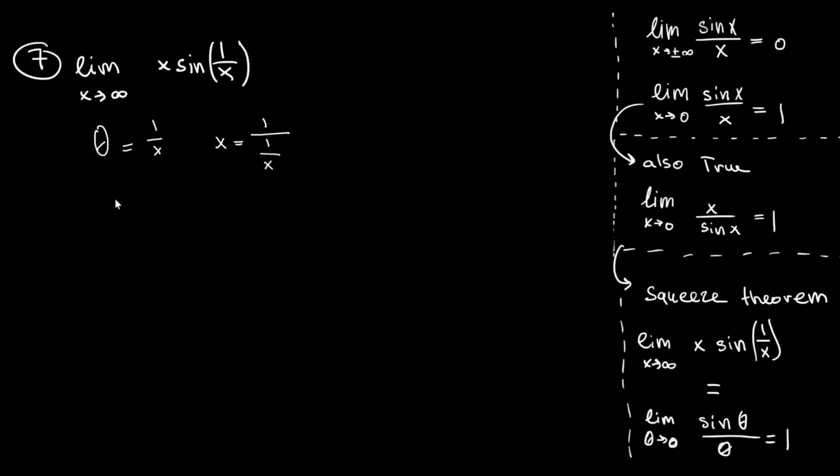Imagine that we're basically taking the limit as x approaches infinity of 1 over x. What's that going to be? It's going to be 0, right? So now let's actually substitute theta into our function and rewrite that.